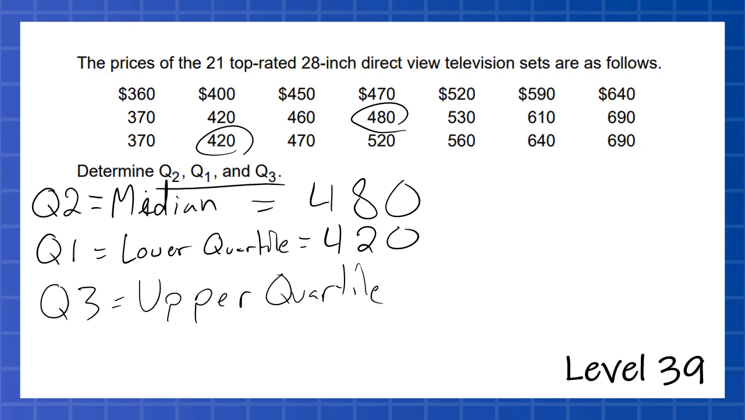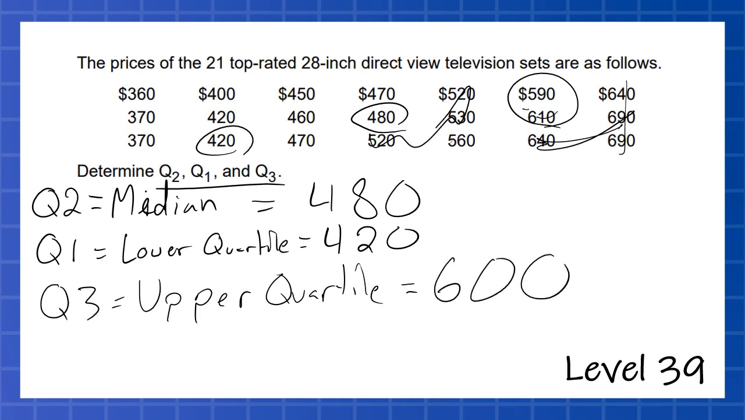And so I think what we're going to see is 1, 2, 3, 4, 5, 6. I think it's kind of in between these two right here, because I got 4 numbers here and 4 numbers here, kind of in between those two. So I might say that is 600. Okay. And so what we're trying to do is find the lower quartile and upper quartile and the median.